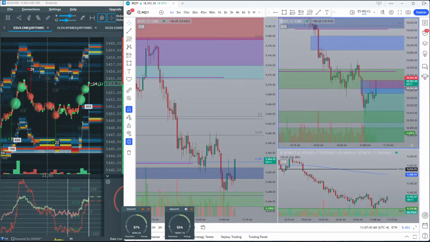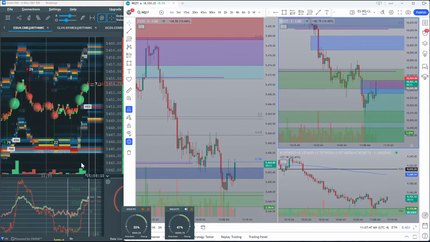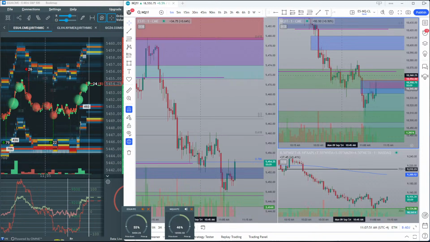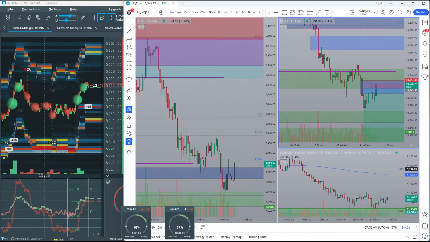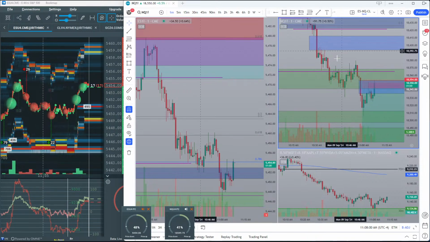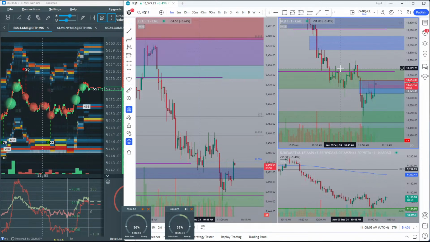I gotta get my stuff on one screen though, because it's definitely confusing to look at Bookmap on the right screen, Bookmap on the left, this on the right, this on the left. I just gotta fix it up, but we'll get there. We were doing better when I didn't have all this extra stuff, so we'll probably tone it down a bit.